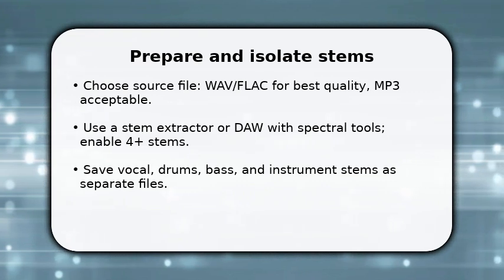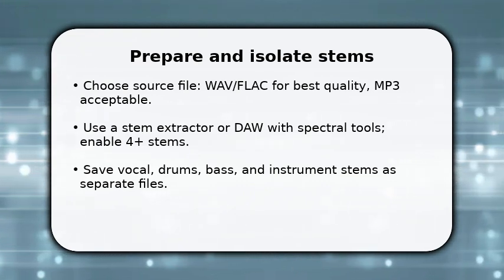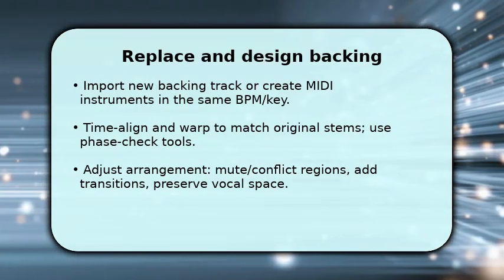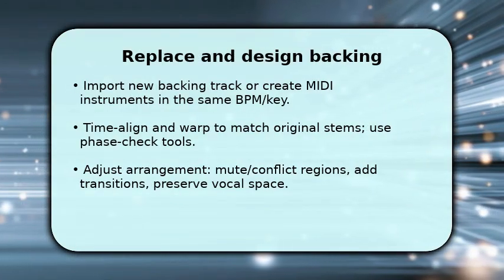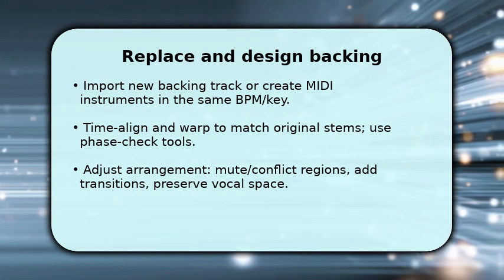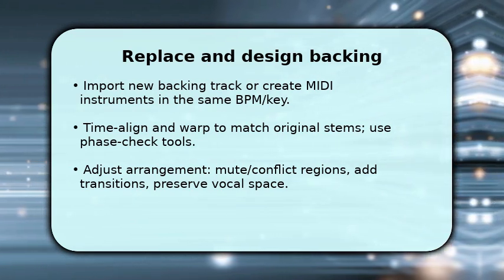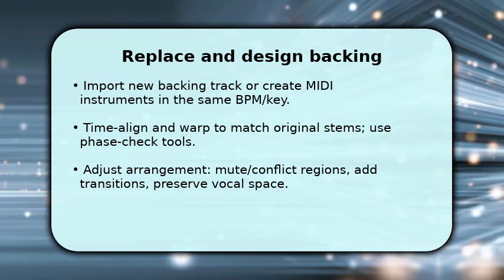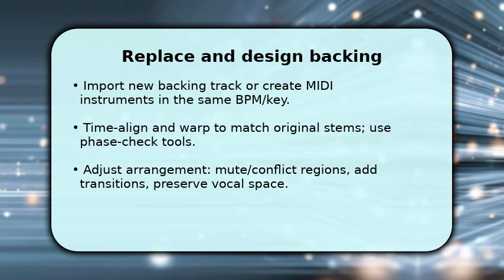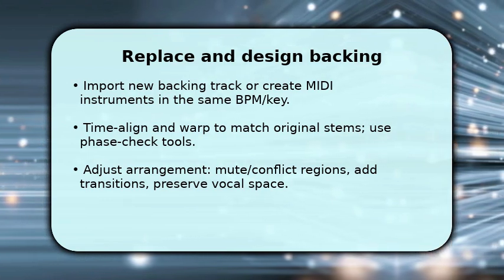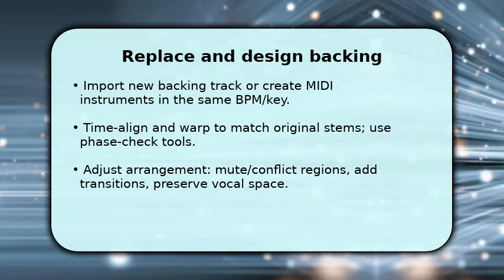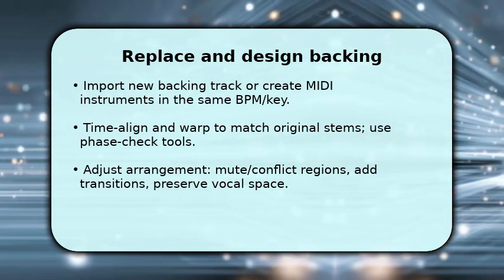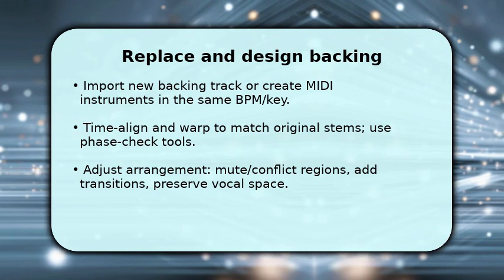Once you have isolated stems, import the new backing material or build it with MIDI instruments in the same tempo and key. You'll time align and warp to match the original vocal phrasing. Use transient markers and phase check utilities to avoid comb filtering. Make arrangement changes where elements clash, automate cuts, and add short crossfades. Also carve acoustic space for vocals with EQ and sidechain where necessary, because preserving clarity is the reason you swap the background in the first place.